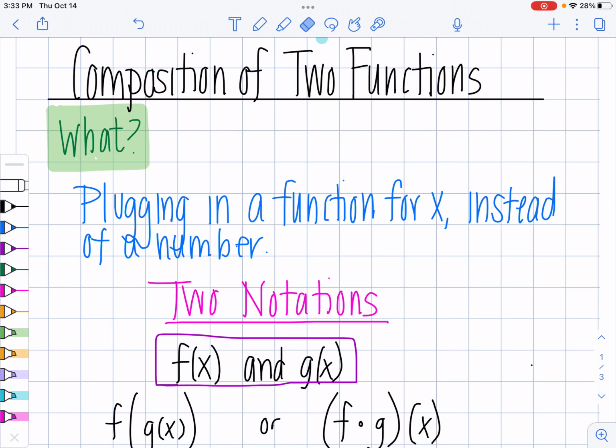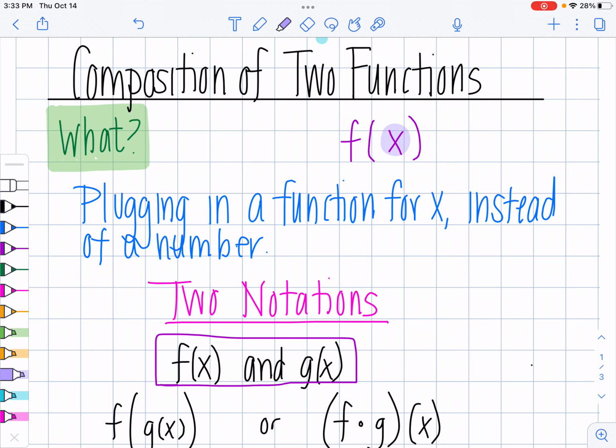In this video, we're going to talk about composition of two functions. So what does that mean? That means that I'm going to take a function in function notation. For example, function notation looks like f of x. And wherever I have an x, usually we plug in a number. But now we're going to plug in a function. We're going to plug in something else with variables in there and evaluate it. And we're going to end up with variables in our answer, not just a number.